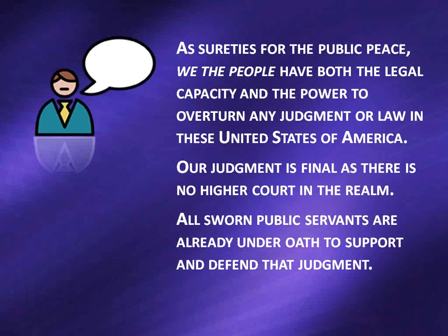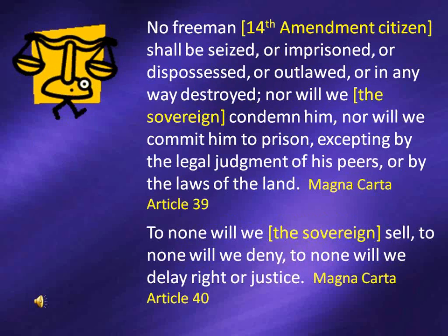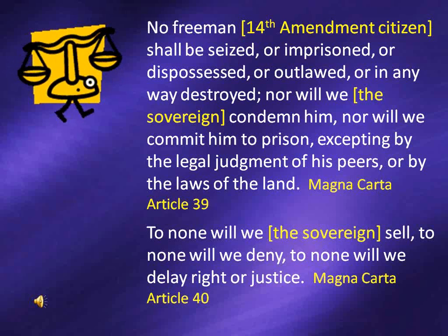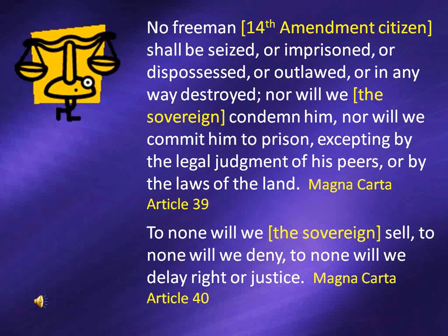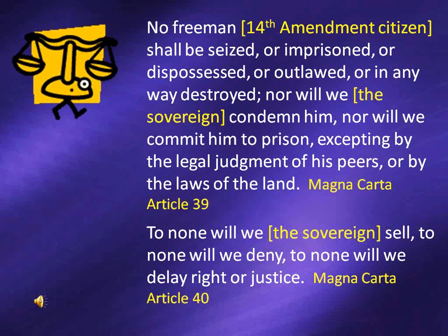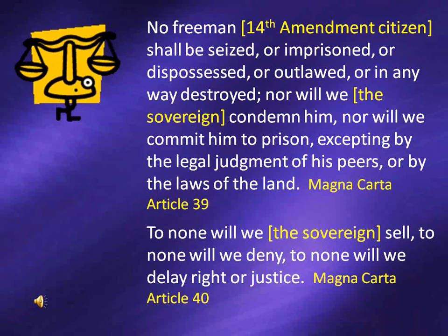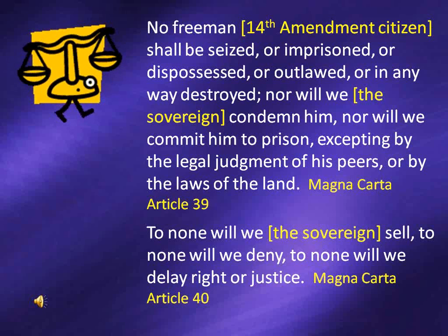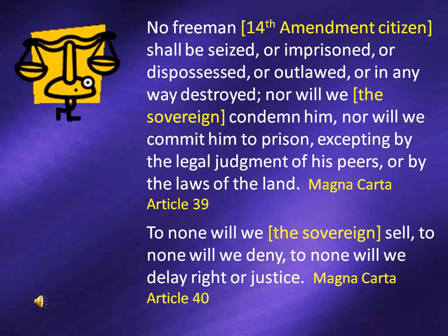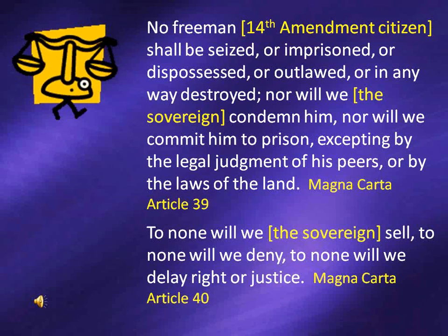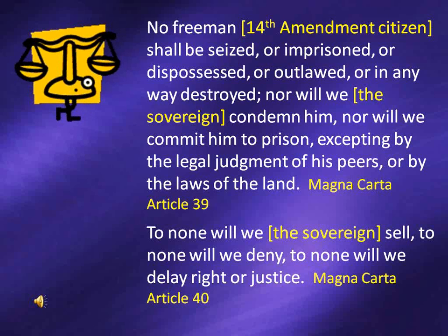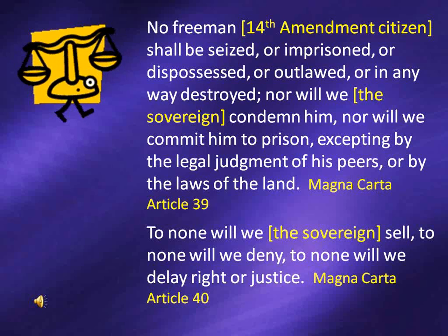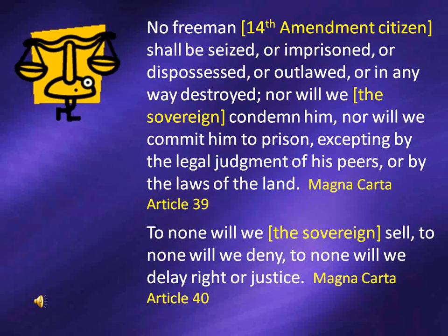We, the sovereign, guarantee to our subjects the following. And we're going to go back to Magna Carta and read some articles from there. Article 39. No freeman, meaning a 14th Amendment citizen, shall be seized or imprisoned or disposed or outlawed or in any way destroyed, nor will we, the sovereign, condemn him, nor will we commit him to prison, excepting by the legal judgment of his peers or by the laws of the land. Article 40. To none will we, the sovereign, sell. To none will we deny. To none will we delay right or justice.